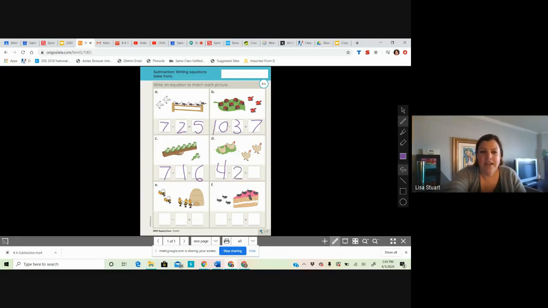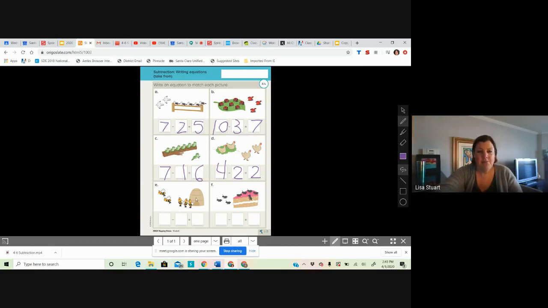Now I see how many chickens are left. 1, 2. I'm going to write another 2. And when I read the equation, I might use my fingers this time to help show me the equation. 4 minus 2, I'm going to take 2 away. 1, 2 equals 2. 2 are left.